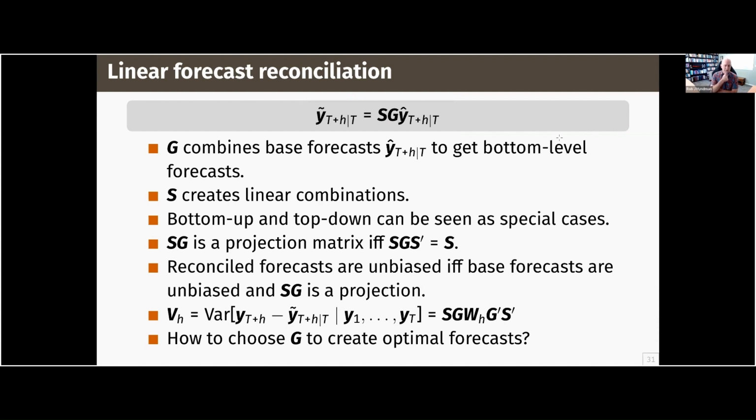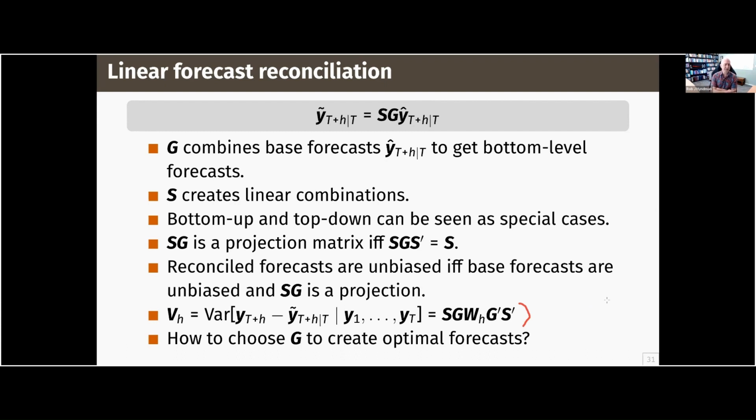We do, though, want SGS' to be equal to S to preserve the unbiasedness property. And it turns out that if SG is a projection matrix, then that will be true. So we can think of this in terms of projections, where you're projecting from a high-dimensional space to a low-dimensional space. Provided you are doing that using a proper projection matrix, you're going to preserve unbiasedness. And we've seen that the variance is given by that formula there.